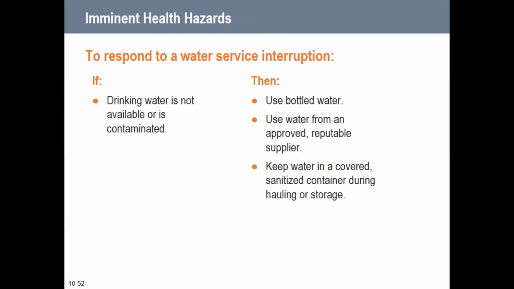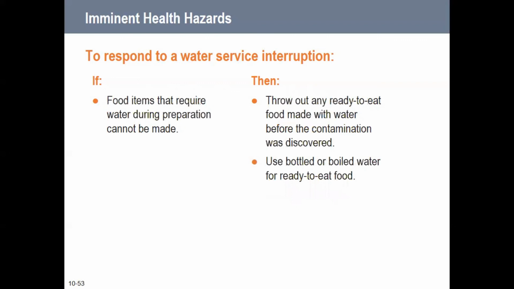If drinking water is not available or it's contaminated, you could use bottled water. You could use water from an approved reputable supplier, making sure you're keeping the water in a covered, sanitized container during hauling or storage so it does not get contaminated. If you have food that needs water in order to be made, anything that's made with water before the contamination was discovered, you want to throw that out because you're not for sure if it's good or not. And then bottled or boiled water for ready-to-eat foods is always a good rule of thumb.